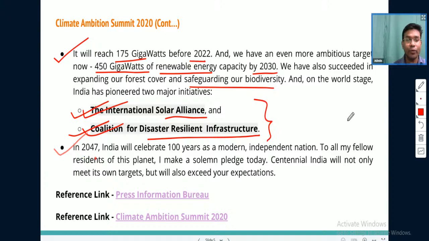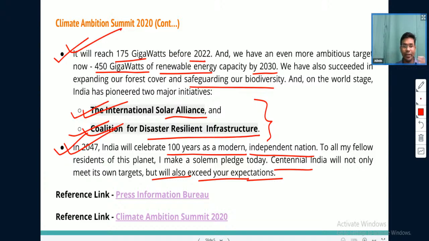In 2047, India will celebrate 100 years as a modern independent nation. The Prime Minister of India has also said, to all my fellow residents of this planet, I will make a solemn pledge today. Then he said that Centennial India will not only meet its own targets but will also exceed your expectations. So these are the highlights that were made by the Prime Minister of India.